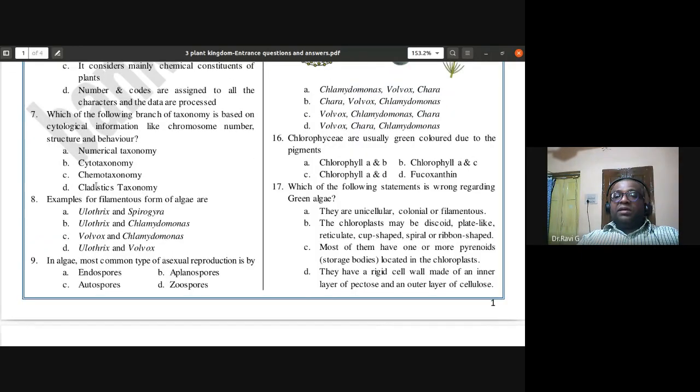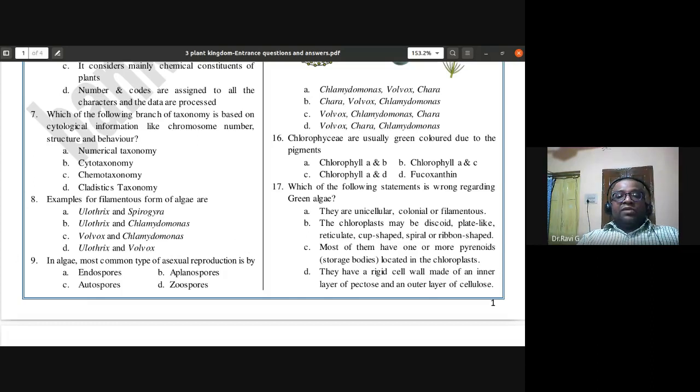Okay. So the 16th one, the chlorophyceae are usually green colored due to the pigments chlorophyll A and chlorophyll B. So the green algae are usually green colored due to the pigments chlorophyll A and chlorophyll B. So 16th one, A is the answer.